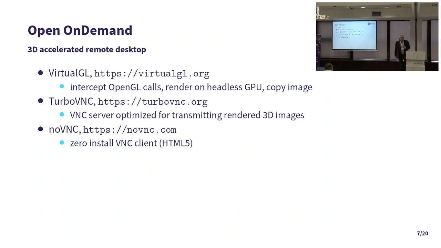One nice thing that is provided here is the accelerated 3D remote desktop. This goes through my favorite technology, which is actually quite old, but it's been there and working efficiently. This is VirtualGL that intercepts the OpenGL calls that are responsible for the 3D graphics. They use the headless GPU that is installed on the machine where the stuff runs, and the image is composited back. This goes to the VNC server that sends it, encoded as a video stream, to the client.